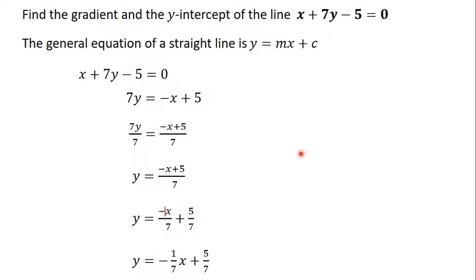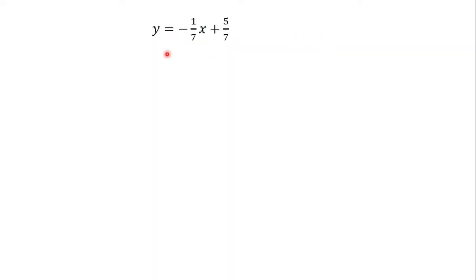So we have now expressed our equation in the same form as the general equation of a straight line. Y is the subject of the equation, and we have two terms on the right hand side. So we have y is equal to minus 1 divided by 7x plus 5 divided by 7. We can now compare this equation to the general equation of a straight line, which is y is equal to mx plus c.